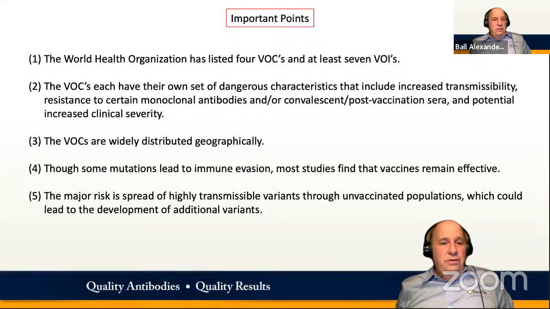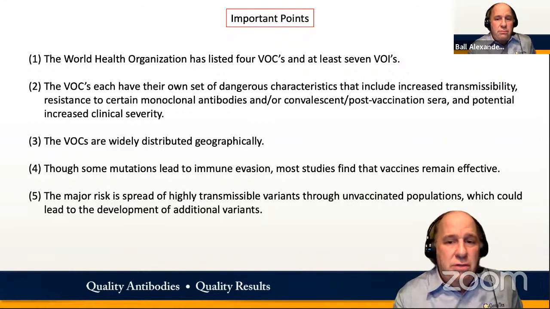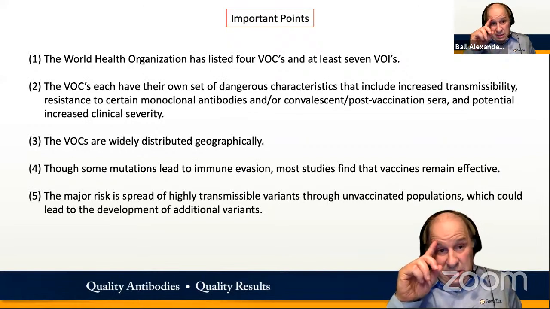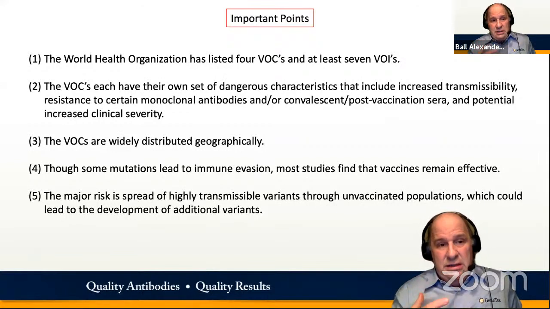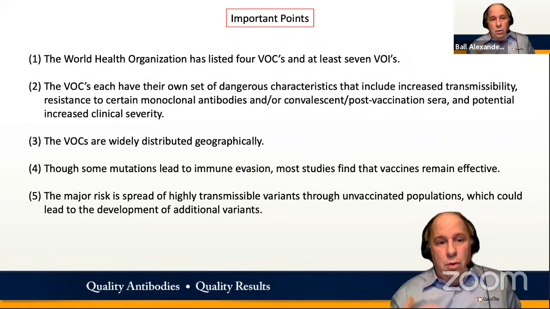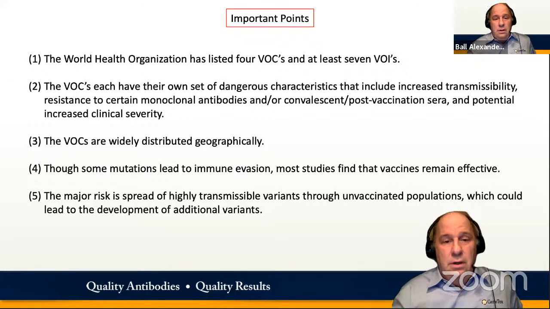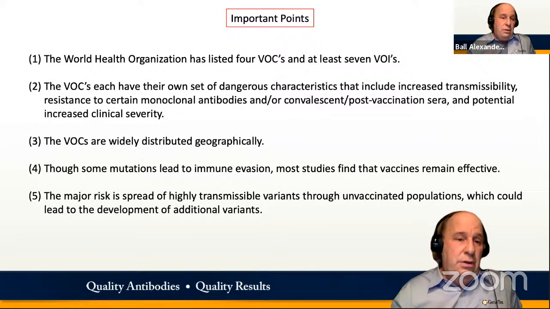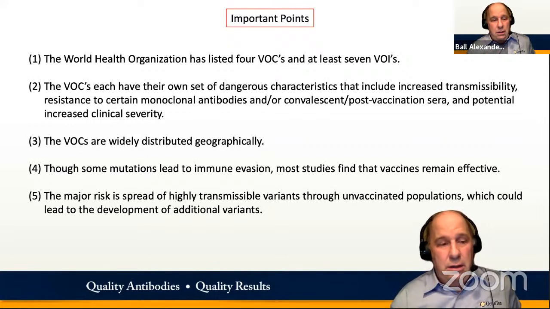What we've seen is that all the VOCs are widely distributed geographically. Though some mutations lead to immune evasion, most studies find that the vaccines remain effective. And this is for the vaccines where the data has come back. As the physician quoted in what I was reading in Indonesia was saying, his colleagues who were treating patients with COVID-19 had largely mild disease. So his impression was that the Sinovac vaccine was offering a certain level of protection, which is great.